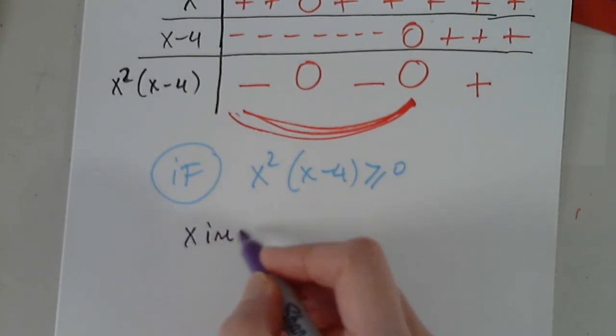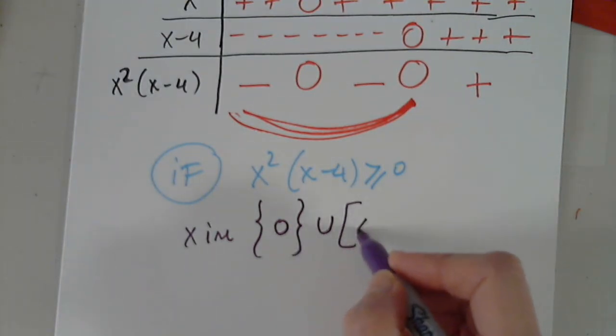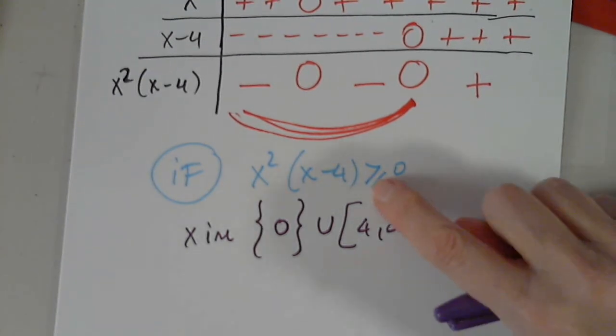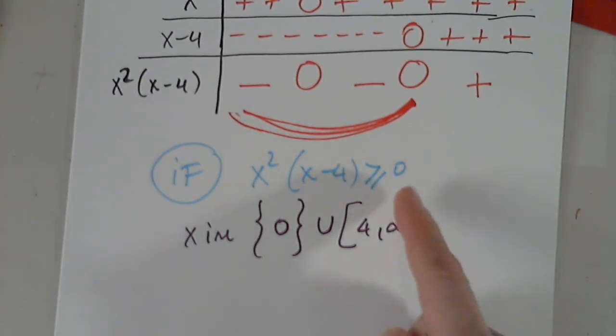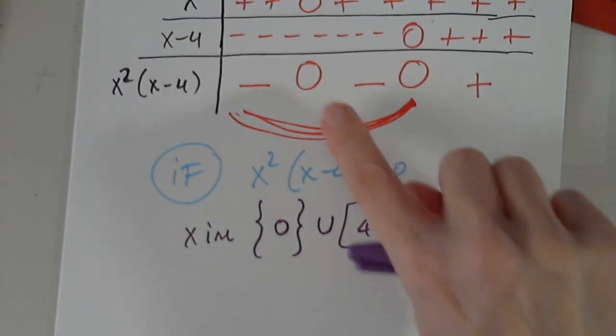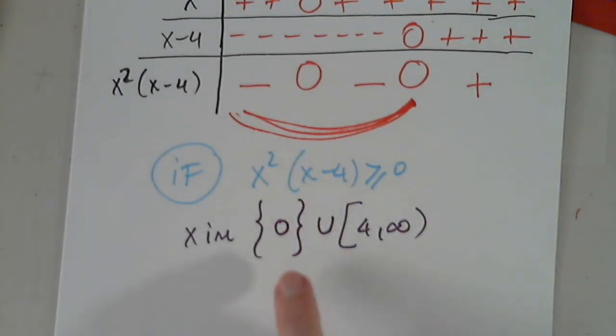So x in the interval: if I didn't have the equal symbol, I would have used the parenthesis 4 to infinity. Done. But because I have the equal symbol, I have to include the possibility of an extra 0 at 0. Since it's just a single number, I have to use braces. It's just one element. I have to use the set notation, not the interval notation.